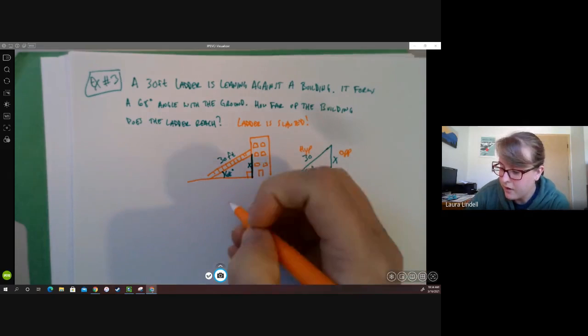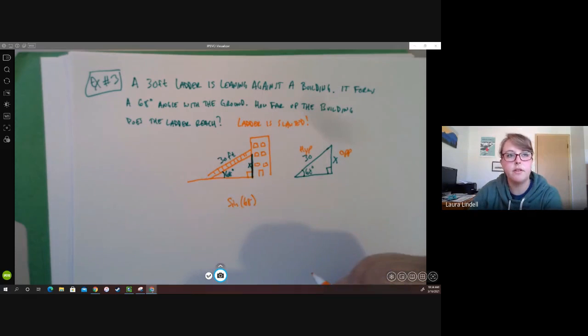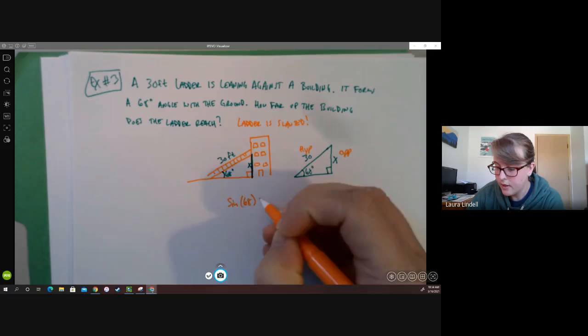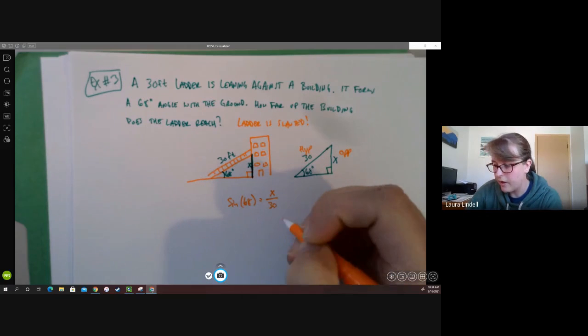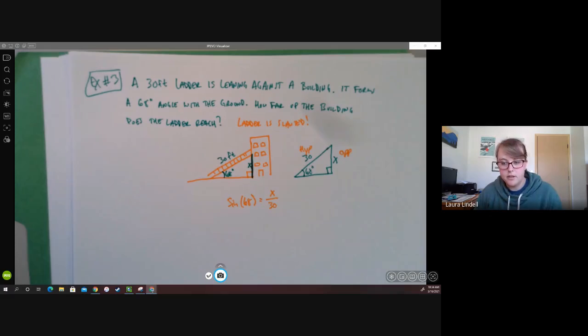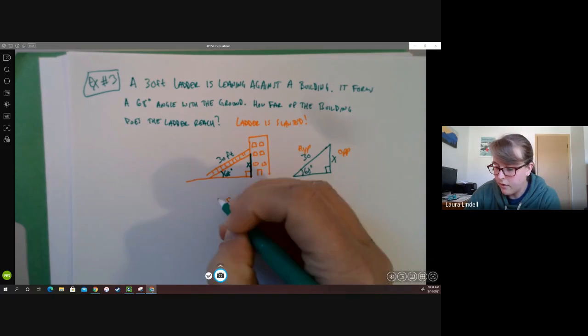All right. So sine of 68, because the angle always goes inside, equals opposite over hypotenuse, x over 30. So this one's the nice and simple case where x is not in the denominator, it's in the numerator. So all we have to do here is multiply by 30 on both sides.